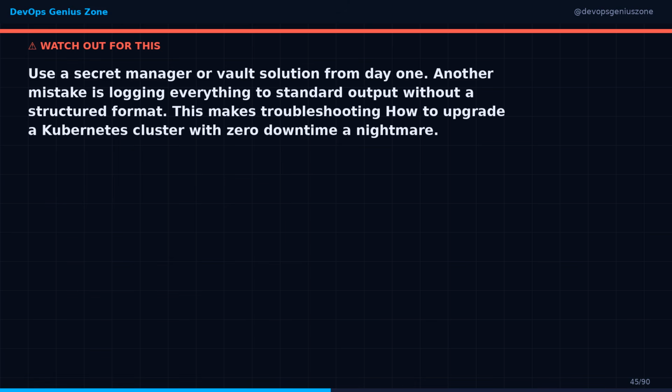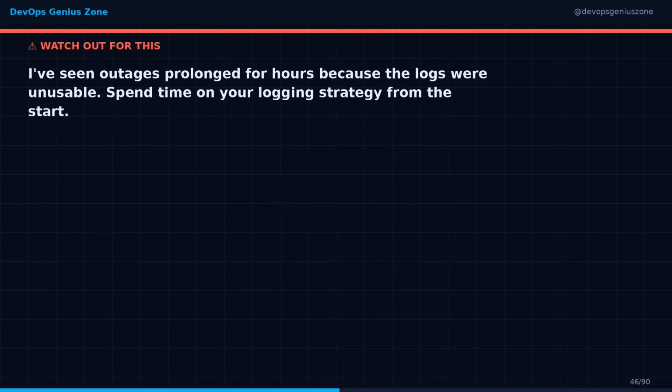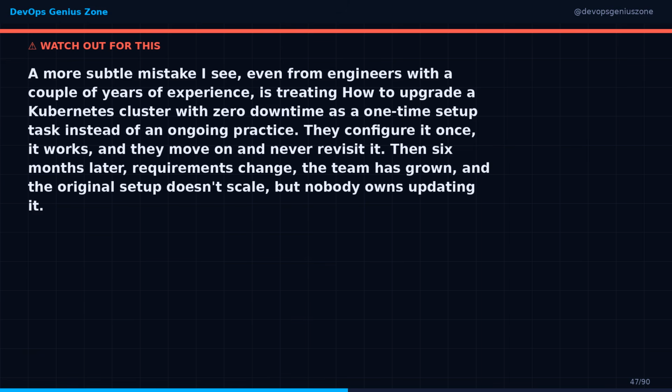They configure it once, it works, and they move on and never revisit it. Then 6 months later, requirements change, the team has grown, and the original setup doesn't scale, but nobody owns updating it. If you're working with how to upgrade a Kubernetes cluster with zero downtime, put a recurring reminder on your calendar, monthly or quarterly, to revisit the setup and ask whether it still fits how the team actually works today.